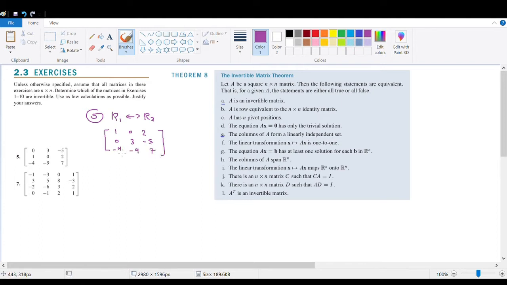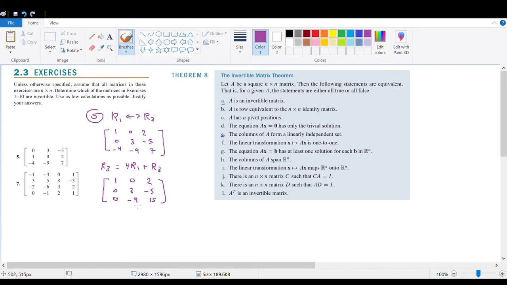Then let us make this one to be 0. So row 3 is equal to 4 row 1 plus row 3. This will give us 1, 0, 2, 0, 3, minus 5, then 0, minus 9, 15. Then we have a pivot in the first row. Then let us see, here we have also a pivot.